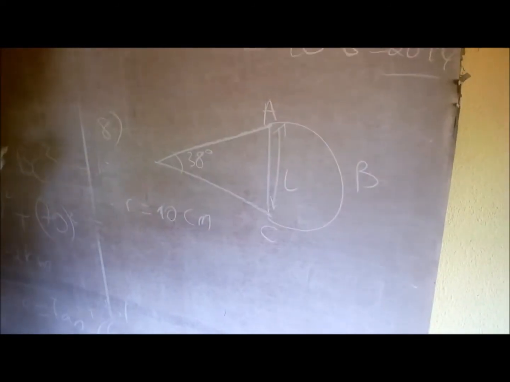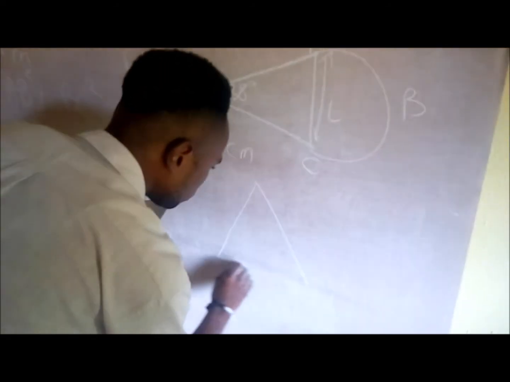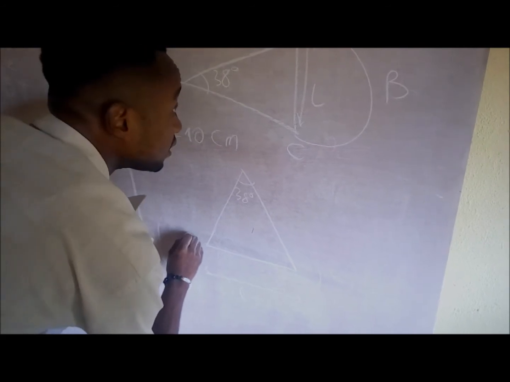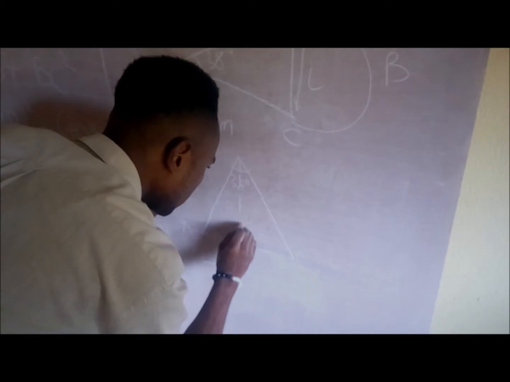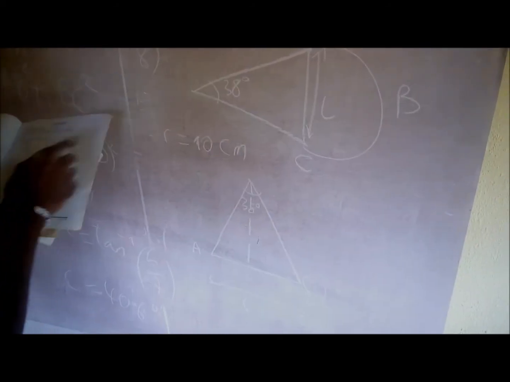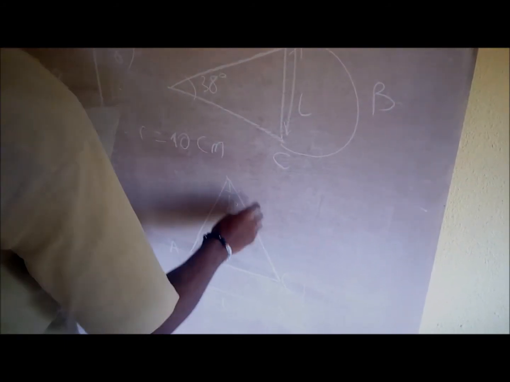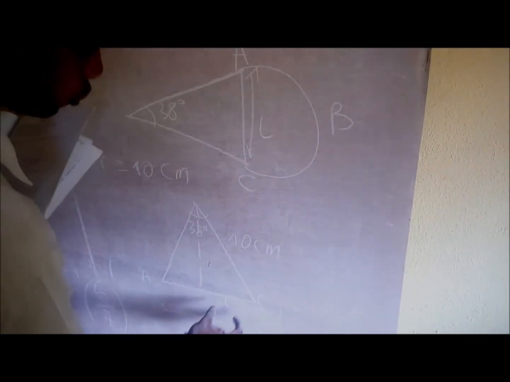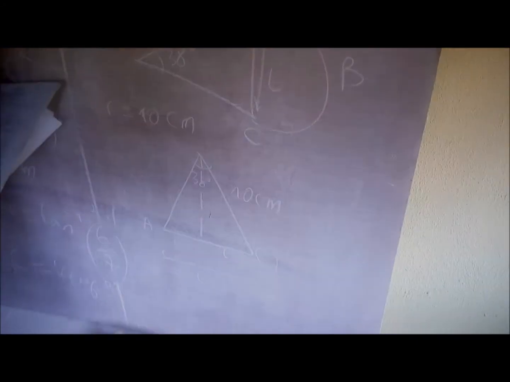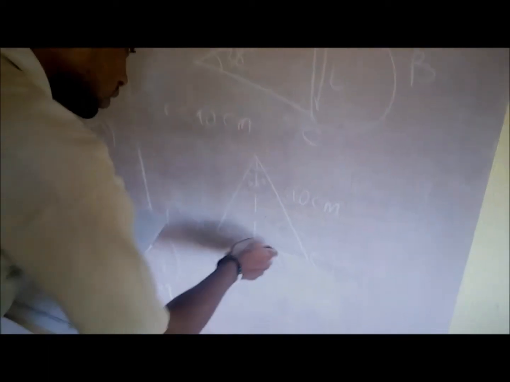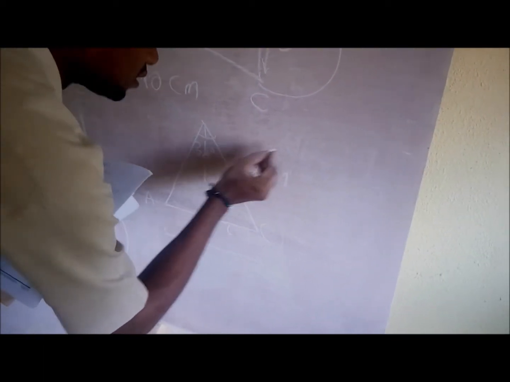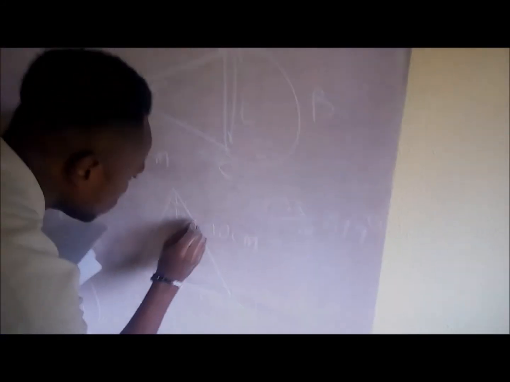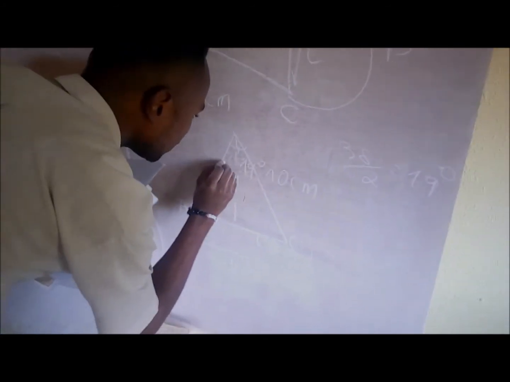If I just redraw this part, because this one is a triangle, of 38 degrees, and here the distance is AC. If I divide this triangle into two, I'll have a right angle triangle. Here I'll have the radius, which is 10 centimeters, and a small length here. But at the end, you need to multiply this length by 2 to have the normal length from A to C. Then if I divide the angle into 2, 38 divided by 2 is equal to 19, and I'll have 19 degrees and 19 degrees.